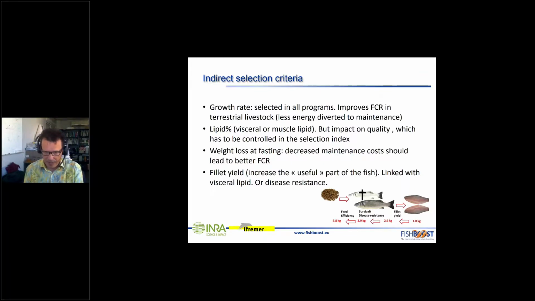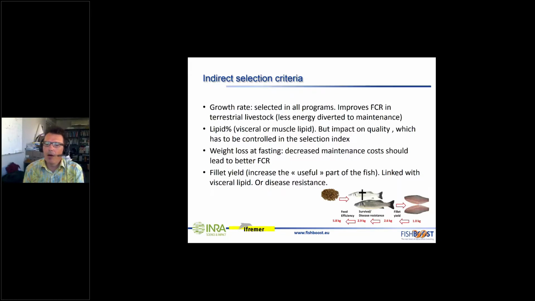Then lipid percentage, which was highlighted also, can be of two types: visceral lipid or lipid from the muscle. This is also an interesting trait, but you have to remember that lipid is also a key trait for the quality of fish, especially the organoleptic quality. So you have to control it. You cannot let lipid go in any direction, because then you will change the taste of the fish.